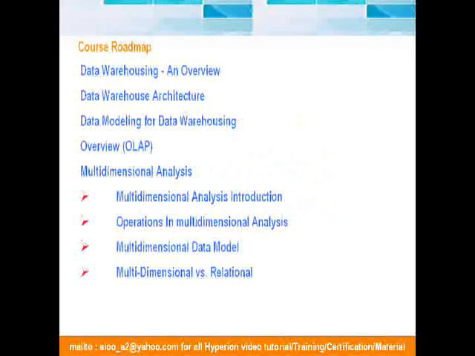I'm assuming you guys have no idea about data warehousing and why we need it. So today's class agenda: we'll talk about an overview of data warehouse, an architecture, and how it influences the Hyperion implementation part. Data modeling is very important.